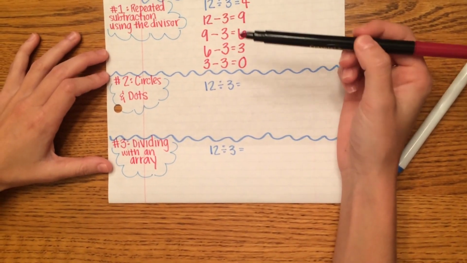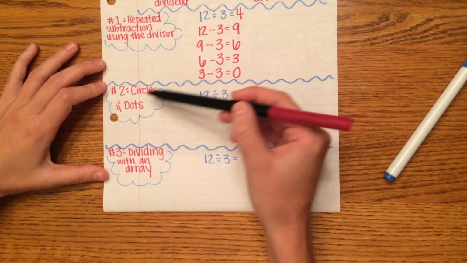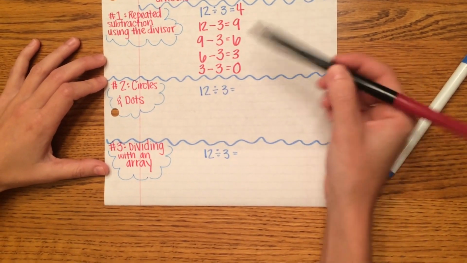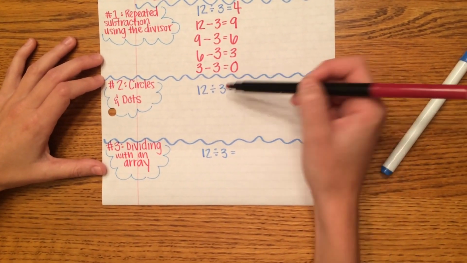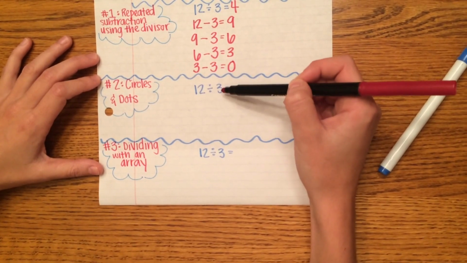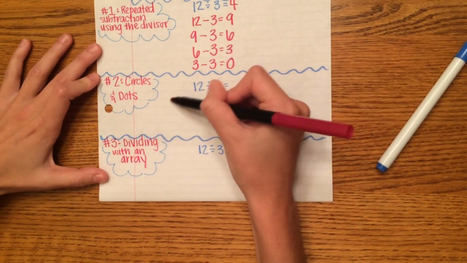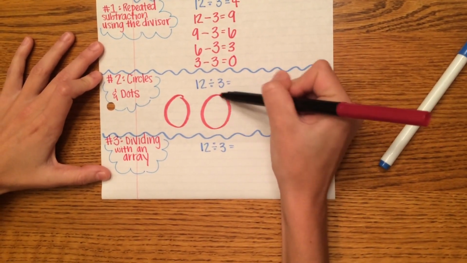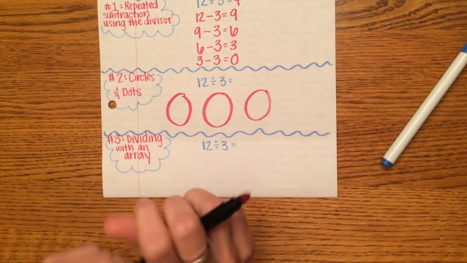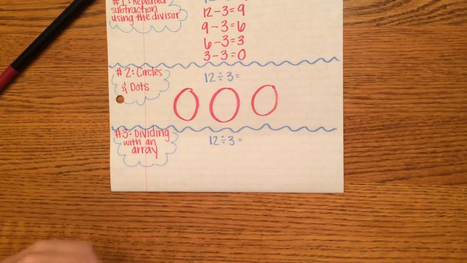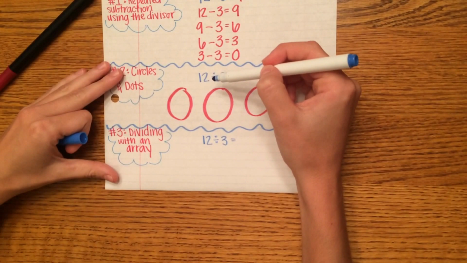The second strategy we've talked about this week is using circles and dots. So what that means is our circles are our groups. So we're going to use our divisor of 3 to create our circles. So 1, 2, 3 circles. Now our dots are going to be the 12. Once we get to 12 dots, we stop.